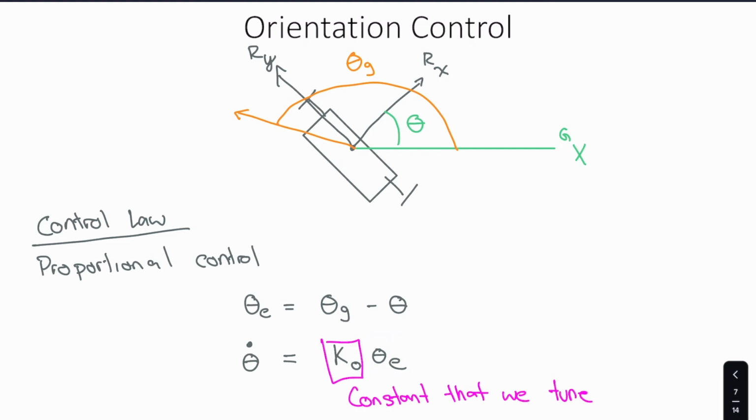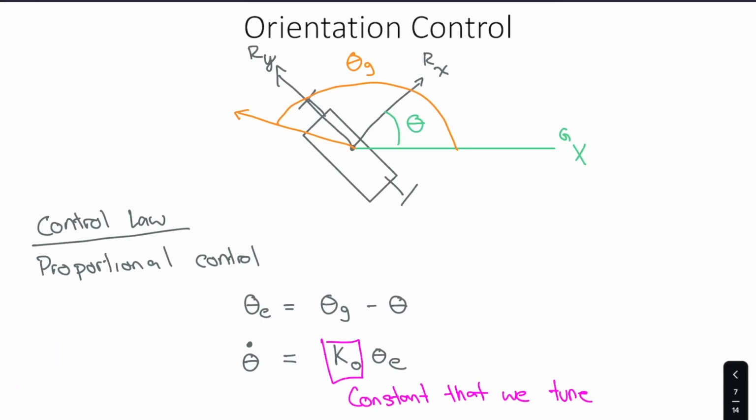So if the error is 0, theta dot is 0. If the error is positive, theta dot will need to be positive, and if the error is negative, theta dot will be negative, meaning we would rotate in the clockwise direction. And for a differential drive robot, that's all we need to consider.